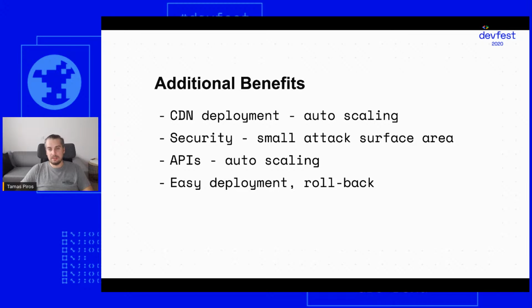APIs have auto-scaling as well. I think I mentioned that. And believe it or not, it's really, really easy to deploy a Jamstack site. There are all these providers out there like Netlify, Vercel, AWS Amplify. I think also Firebase Hosting is one of those where you can just very easily deploy something. And then if you want, you can just roll back any changes.